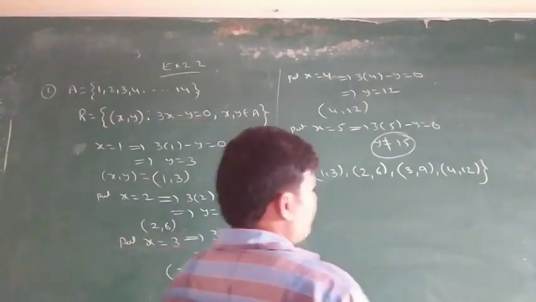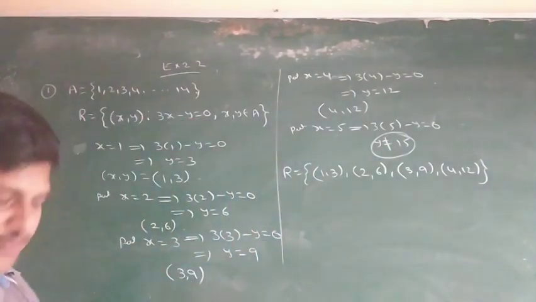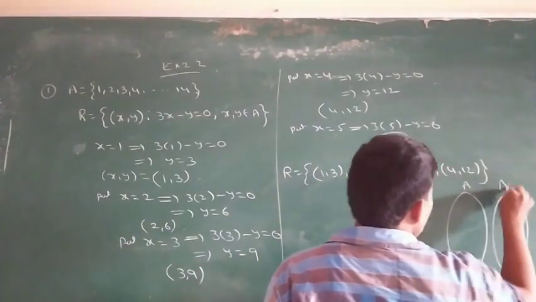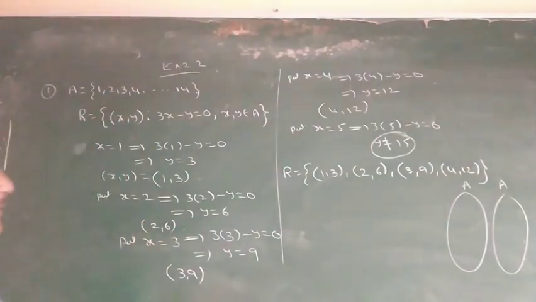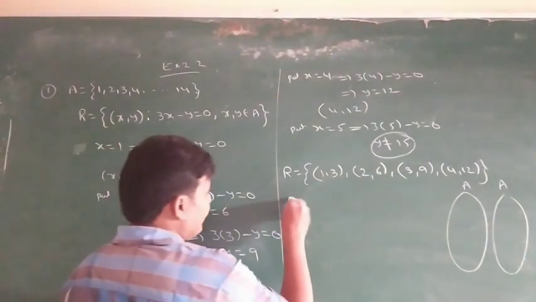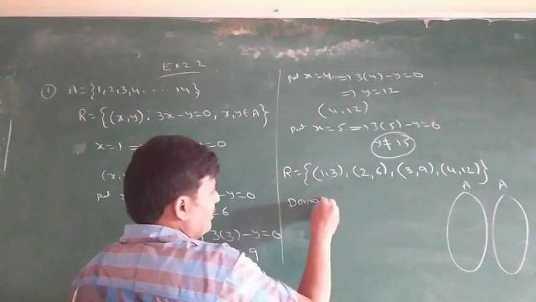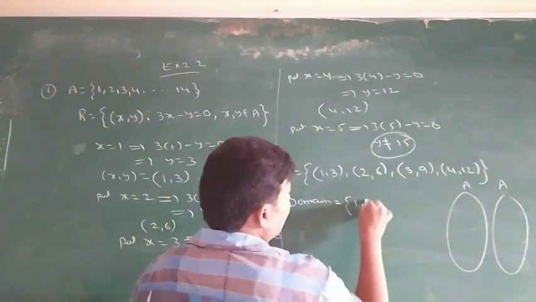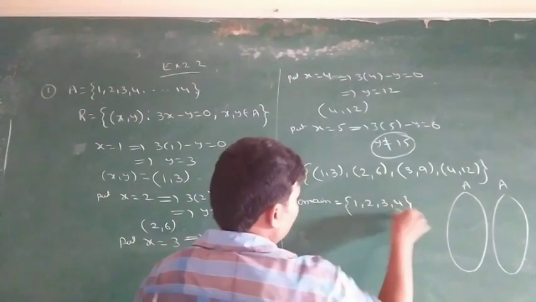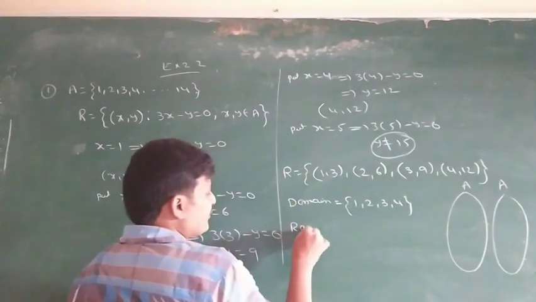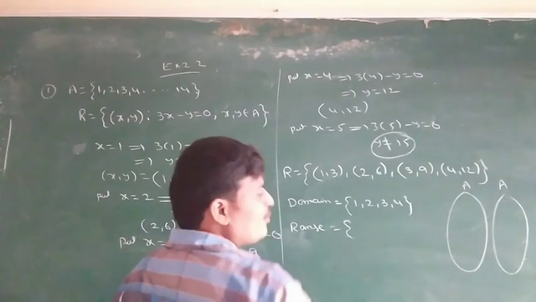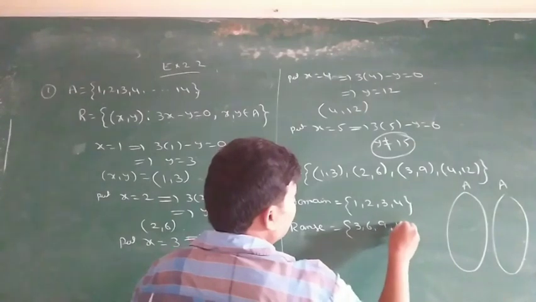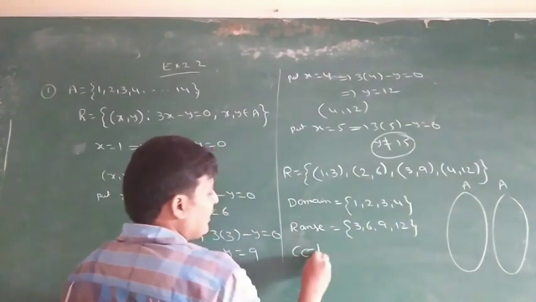Set R is from which one? A to A. There is no B. So, what is the domain? Domain is equal to the first elements in the ordered pairs: 1, 2, 3, 4. Range. Range is the second element in the ordered pairs: 3, 6, 9, 12.